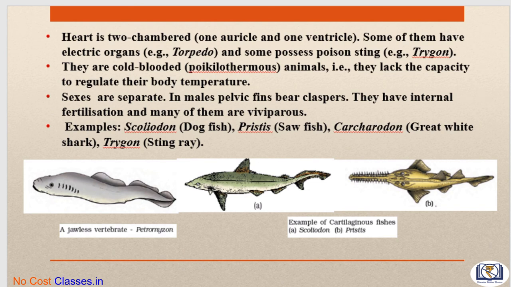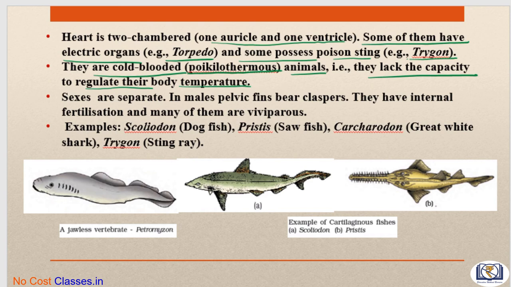Heart is two-chambered: one auricle, one ventricle. Some of them have electric organs, like torpedo. Some possess poisonous sting, like trygon. They are cold-blooded. They lack the capacity to regulate their body temperature. Sexes are separate. In male, the pelvic fins bear claspers, and they have internal fertilization, and many of them are viviparous.